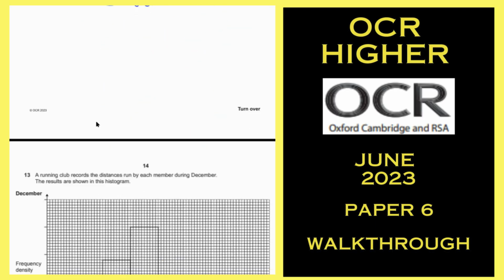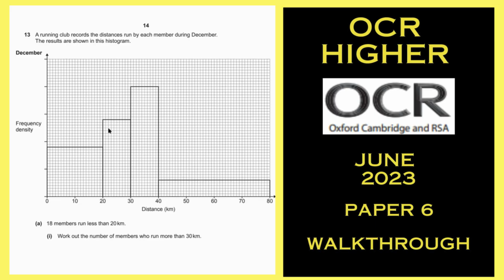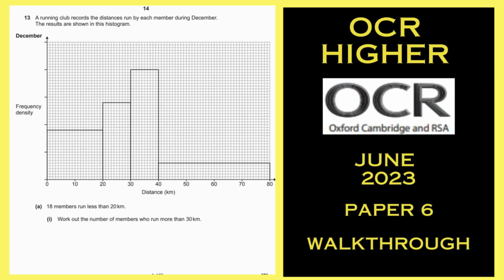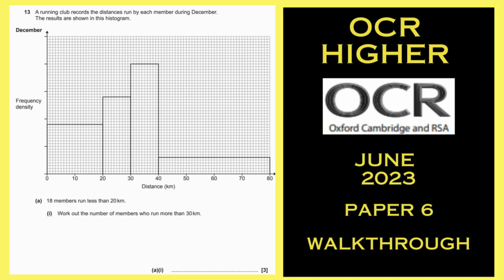On we go. Question 13. We've now got a histogram. Histograms are all about areas, frequencies and areas. Problem is, to find areas, you need to know heights, and there's no markings. So that's going to be your first problem. So waffle at the top, forget it. 18 members run less than 20. The area of this bar is 18. We need to do area 18 divided by width 20 to give us the height.